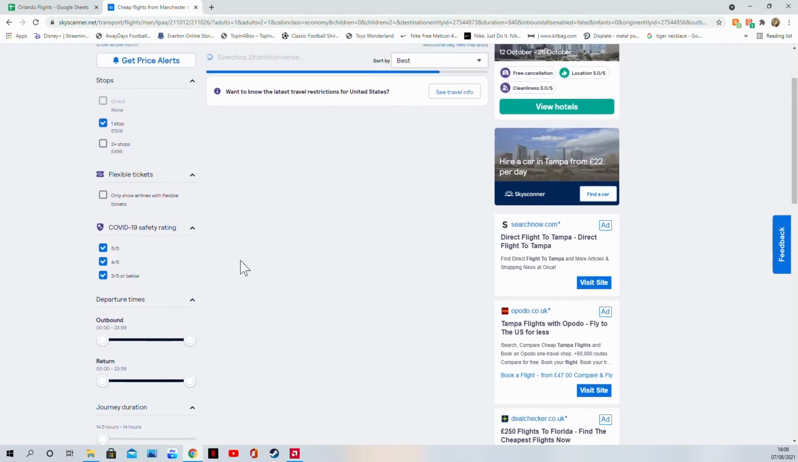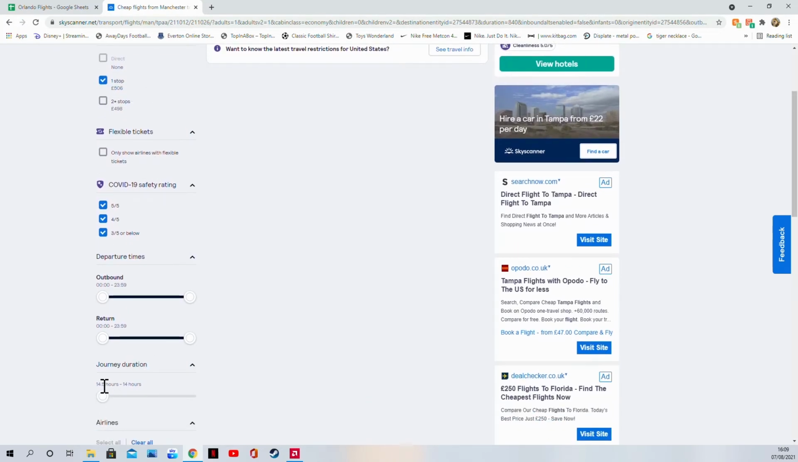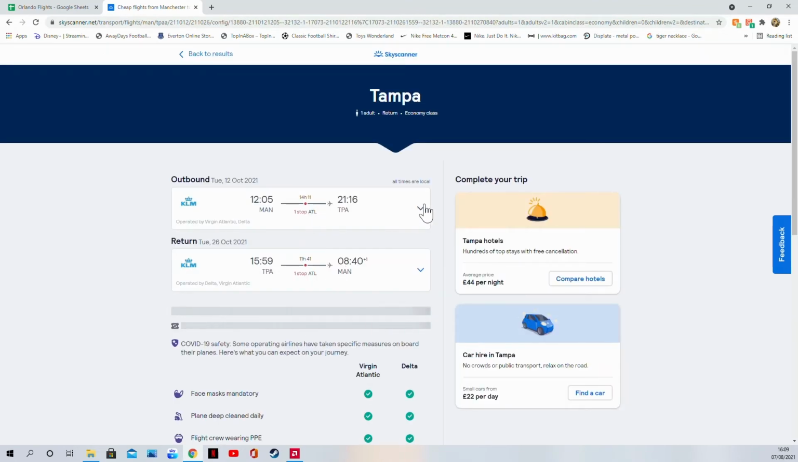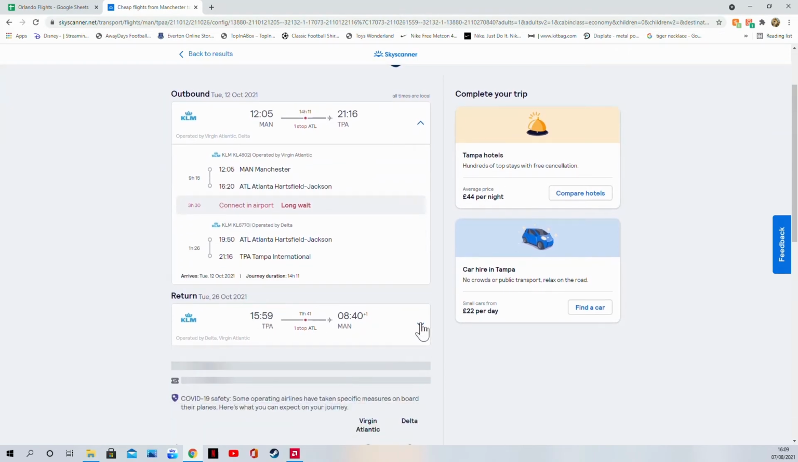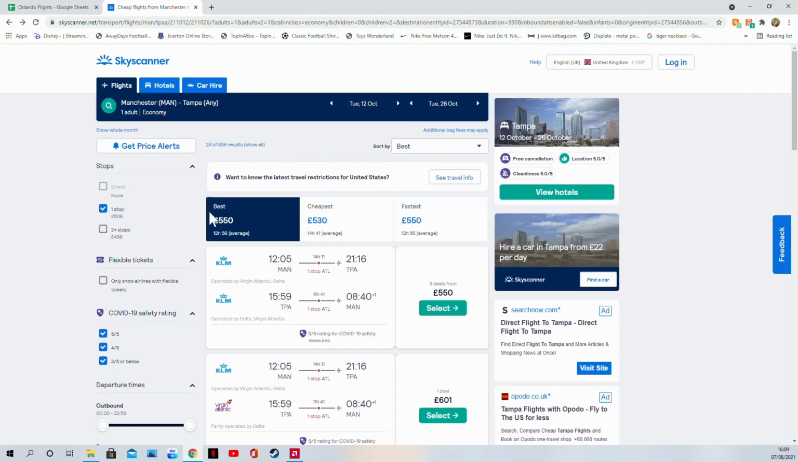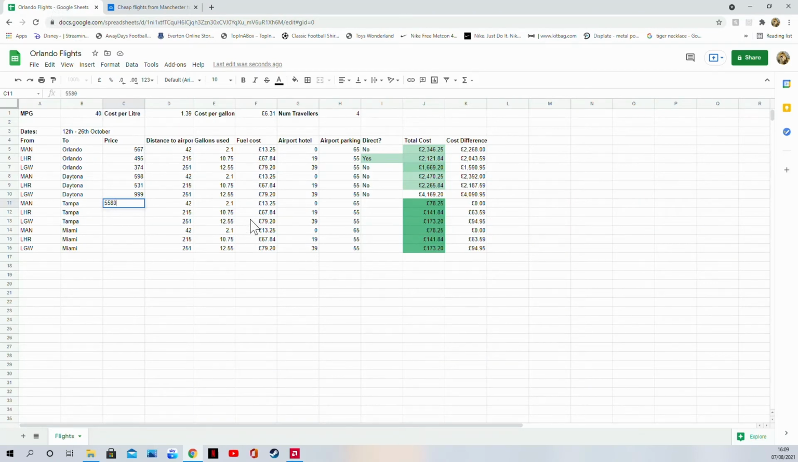Okay, this isn't looking very good at the moment. We have some one-stop flights for £500, but it looks like the shortest journey is 14.5 hours, so we'll just crank that up just so we can see what it looks like. This one here is one stop in Atlanta on the way there, 3.5 hours in Atlanta on the way there and 2 hours on the way back. Not looking very good, but again I've had some success with this, so that will be coming out £550, so let's just put that in anyway.